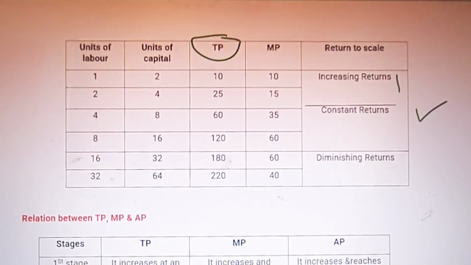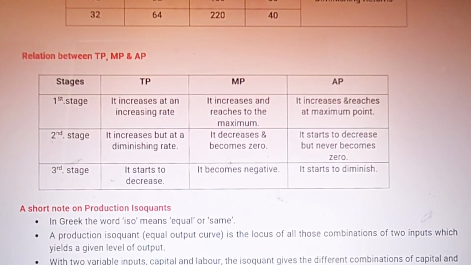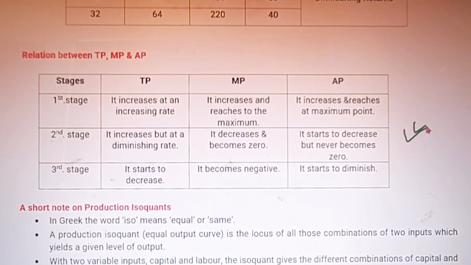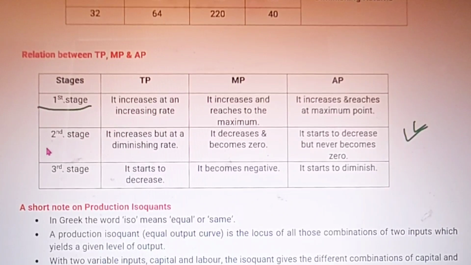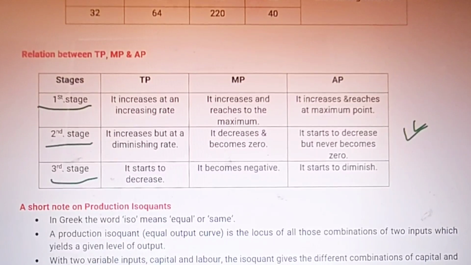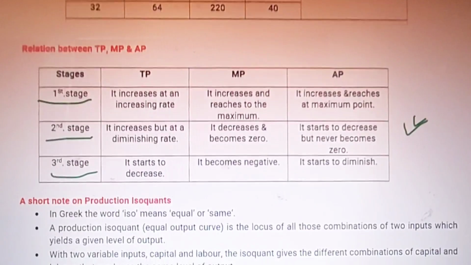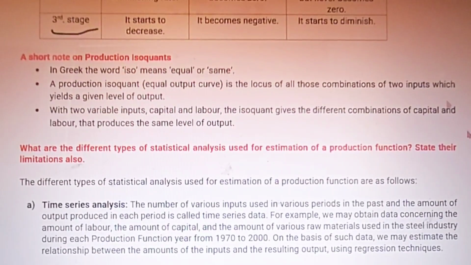So okay, this is the relation between TP, AP, and MP, which is very important. It also comes in exams, and this relation is based on all these three stages which I just now explained to you. Okay, then one more question is there.